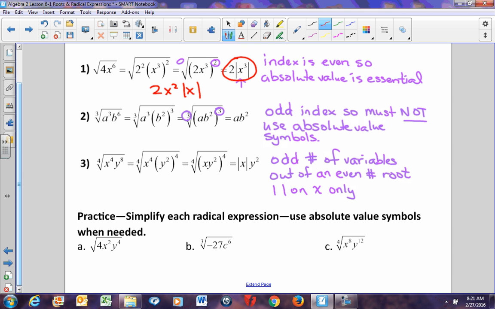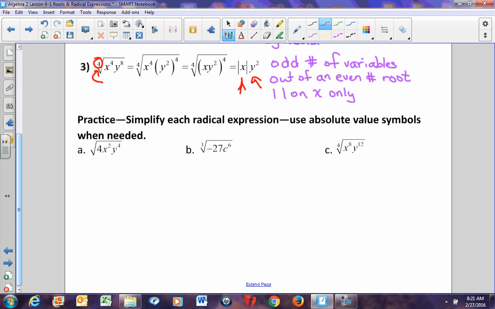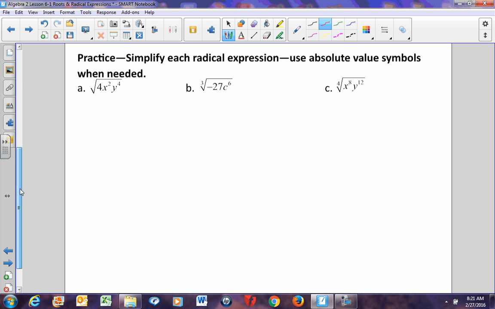If you take an odd number of variables out of an even numbered root, I took 1 variable out of a fourth root. That's odd. This is odd. This is even. This is even, so I didn't have to do anything with it. All right, so let's practice this. Now that I've shown you how it works, let's actually do it.